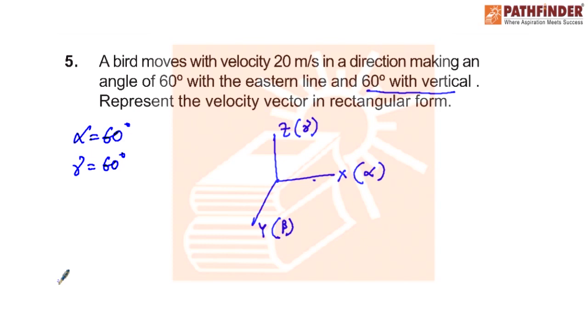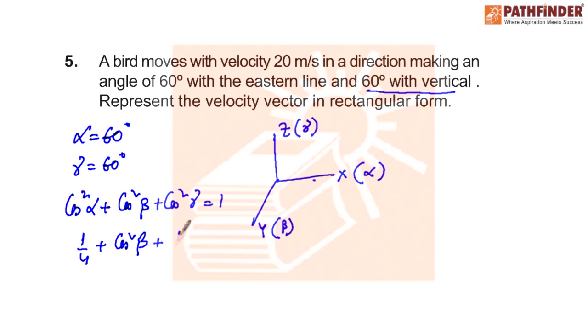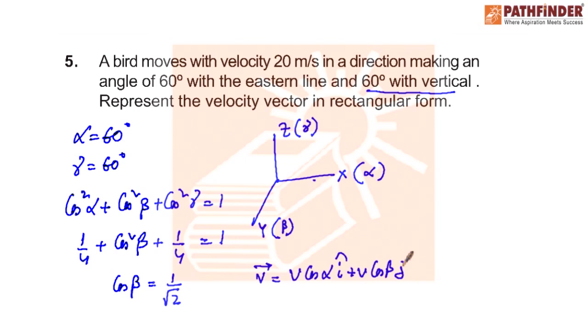To calculate the value of beta, we can apply the formula that the sum of the squares of the direction cosines should be equal to 1. If we apply that, cos square alpha is 1 by 4, cos square beta we have to find, and cos square gamma is again 1 by 4, because cos 60 is half, so we get the square of it. From there we find that cos beta comes to 1 by root 2. Once we have these values, the rectangular form of V is V cos alpha i plus V cos beta j plus V cos gamma k.